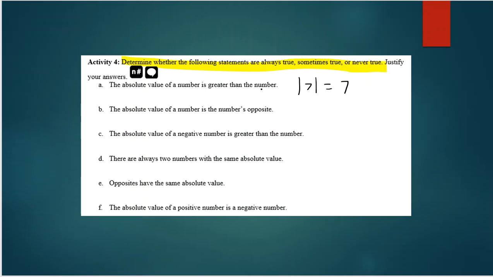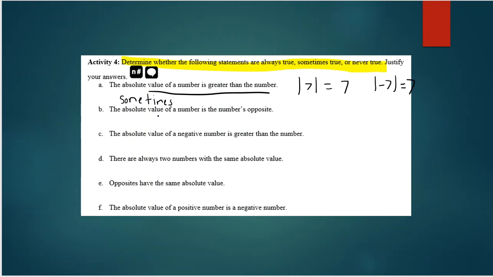That wouldn't be true. Okay, but if you have the absolute value of negative 7, that's going to be equal to positive 7. That is true. This right here is true in that case. 7 is greater than negative 7. So in this one, you should have said sometimes true, depending on what the number is. Because if you're taking the absolute value of a negative number, this statement right here is going to be true.